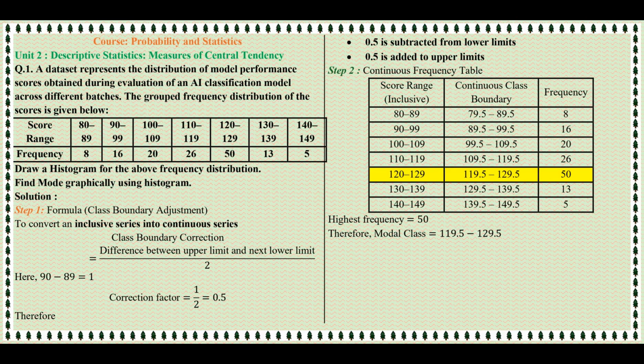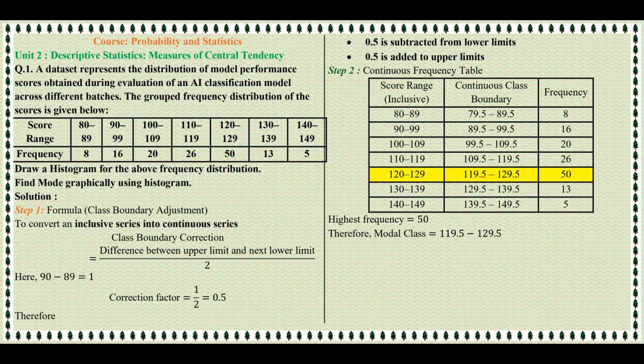First, we need to understand that the given data is in inclusive form. That means both lower and upper limits are included. But for drawing a histogram, we need continuous classes. So we apply class boundary correction. The formula is class boundary correction equals difference between upper limit and next lower limit divided by 2. Here, the difference between 90 and 89 is 1. So correction factor equals 1 divided by 2, which is 0.5.